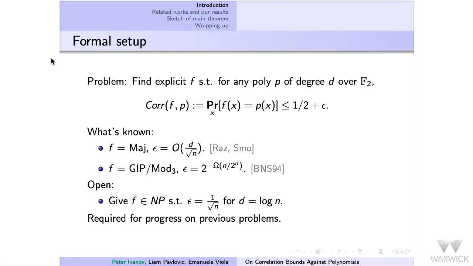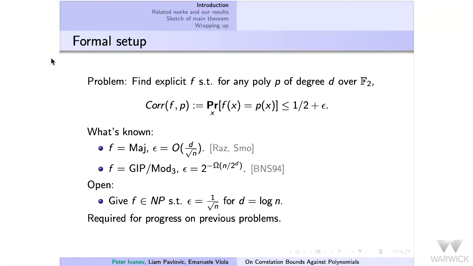Okay, so some definitions and related works. We have a function f and a polynomial p, and the correlation is just the probability that they're equal to each other. If you take p to be the constant zero function, and if f is balanced, which we can just assume it is, then you get correlation 1/2, because the zero function will agree on the zero outputs of f. So we're interested in how much advantage we can get above 1/2. Our advantage will be denoted epsilon.